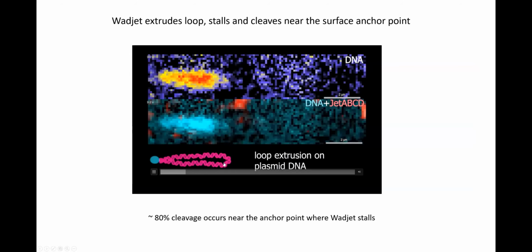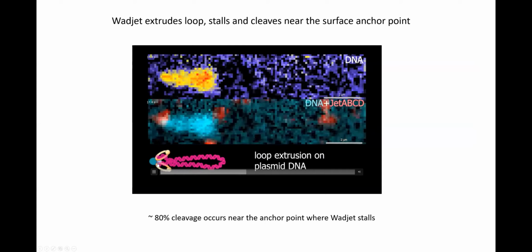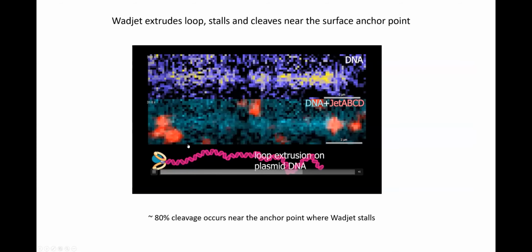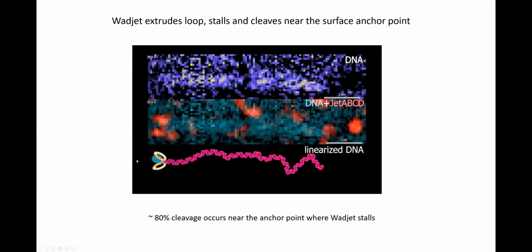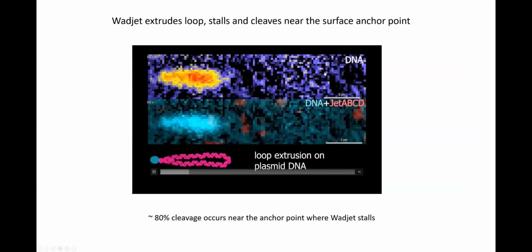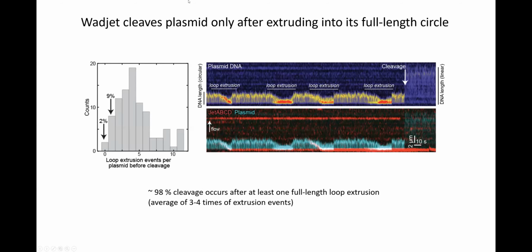What we observe is the following. This protein binds and then extrudes loops on the circular DNA. And only when they reach the near-surface end of this flow cell, where they change conformation, that's when their plasmid cleavage activity gets activated. Therefore, they can cleave the DNA. And we observe that nearly 100% of cleavage events happen after at least one full length of loop extrusion, which really shows that cleavage activity requires loop extrusion activity.